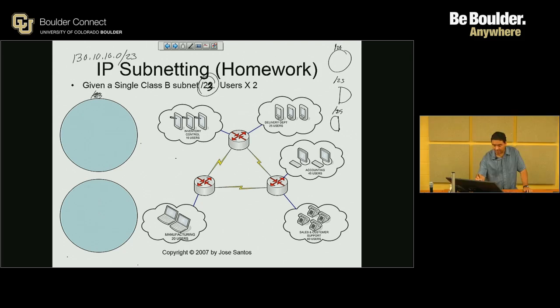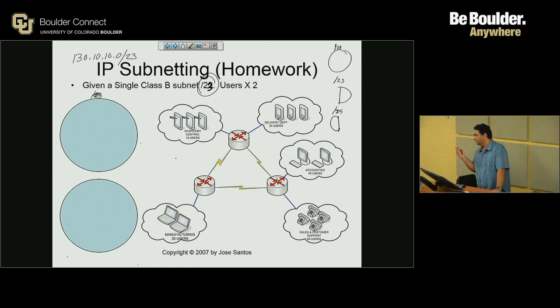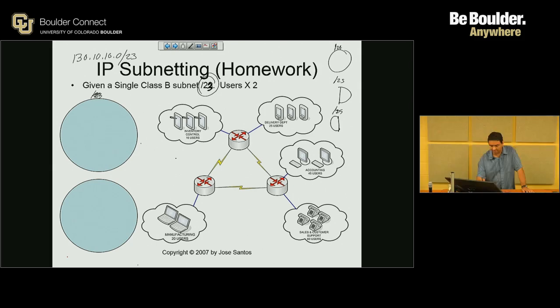I'll make it more interesting. I'll make this one a 9. 130.10.9.0/23. That's the block the ISP gave you. That means that this is 130.10. Again, this is binary. You get 0 and 1, 2 and 3. So which ones are these two? 8.0/24. This is going to be 130.10.9.0/24. Think about it. Each slice is 24. You have to know which numbers belong to each one of them, right?